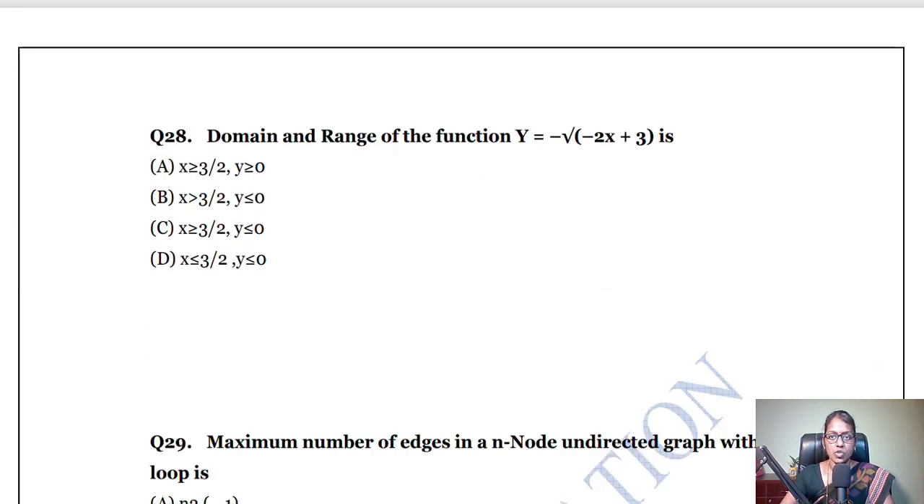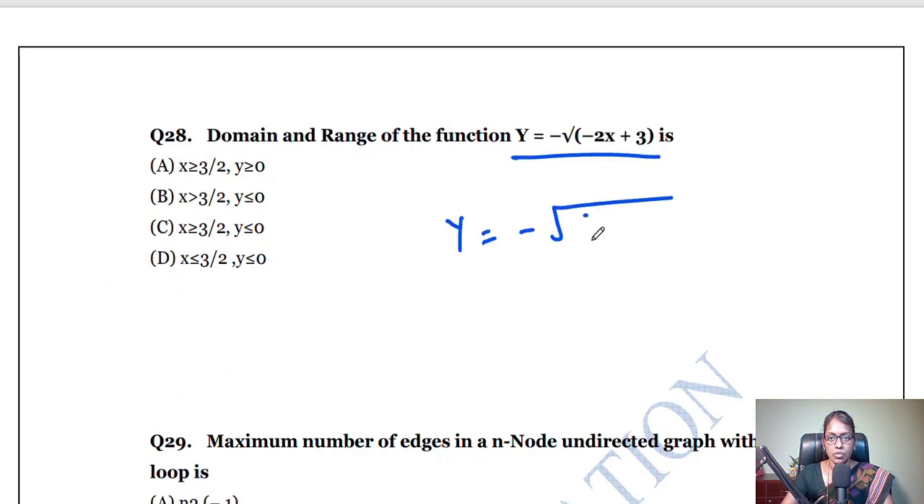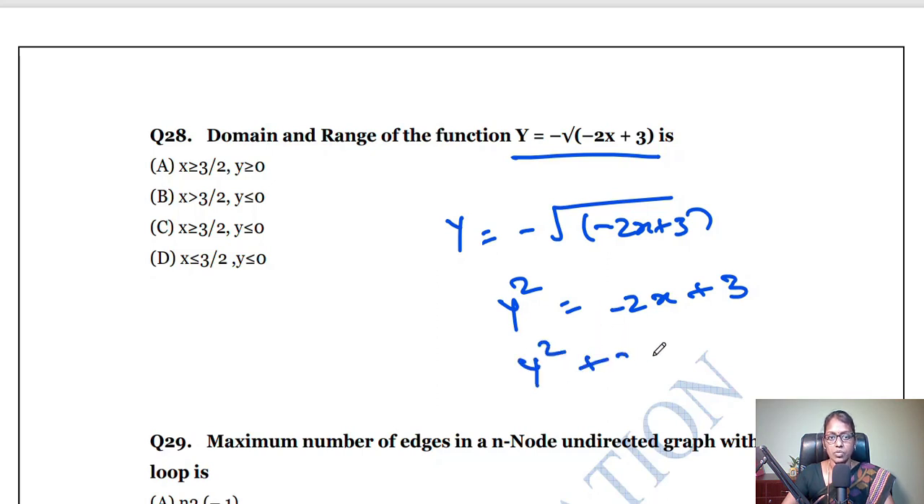The next one is domain and range of the function. y equals minus root of minus 2x plus 3. So take square on both the sides. Okay, so y square equals minus 2x plus 3. Then it will become a quadratic equation. So y square plus 2x minus 3 equals 0.